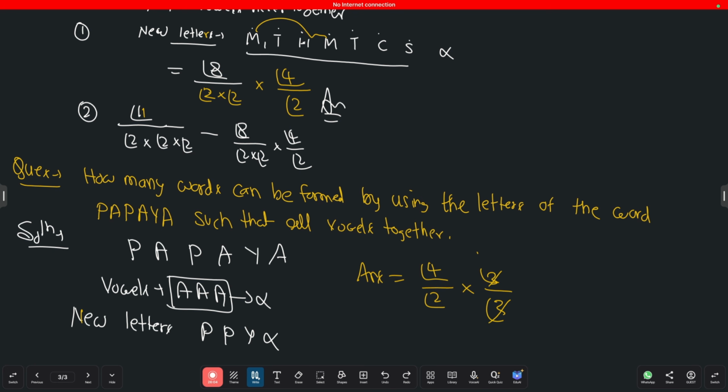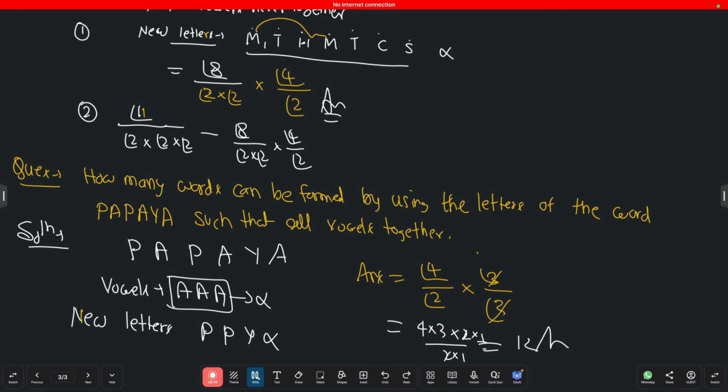Because all 3 are repeating, you cannot reshuffle. All A, only 3 A's, so only one arrangement. That's why 3 factorial upon 3 factorial, which is 1. So it is 4 into 3 into 2 upon 2 into 1. The 2 cancels. Answer is 12.